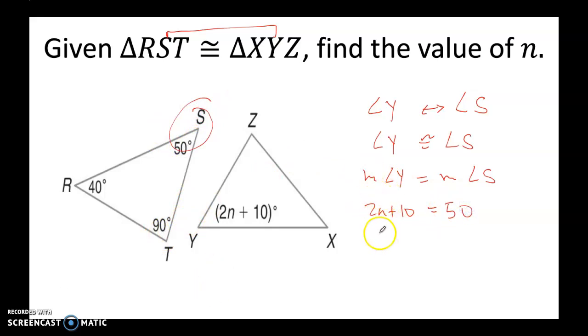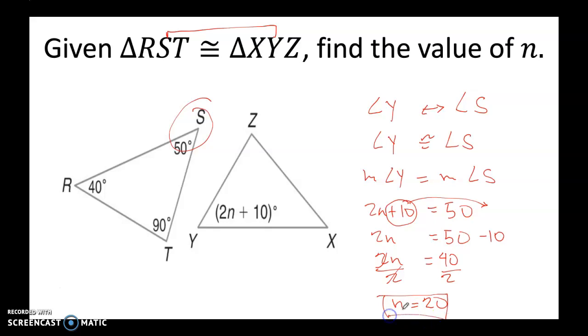Now solve for the value of n. We have 2n equals 50. Transpose positive 10, it will become negative 10. 2n equals 50 minus 10, that will be 40. To solve for the value of n, we divide both sides by 2. So n is equal to 40 divided by 2, that will be equal to 20. So n is equal to 20.